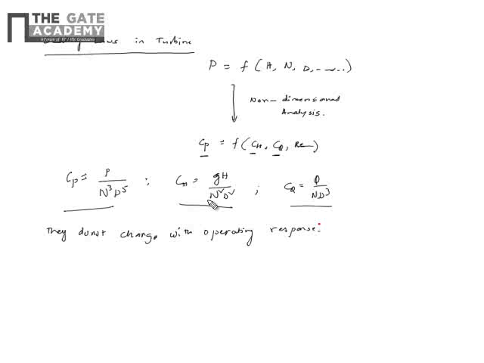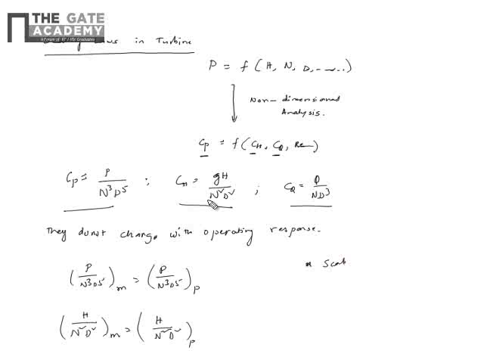What I mean to say is that your p by n cube d power 5 for the model and p by n cube d power 5 for the prototype is the same. Your ch is the same, that is h by n square d square for the model is the same as h by n square d square for the prototype.